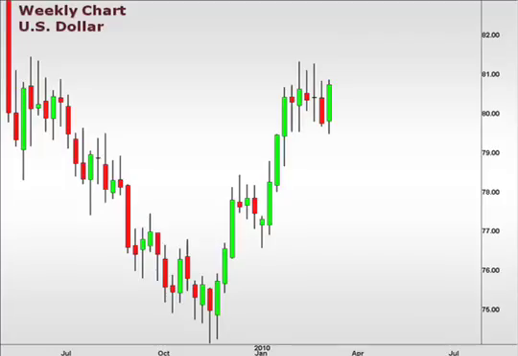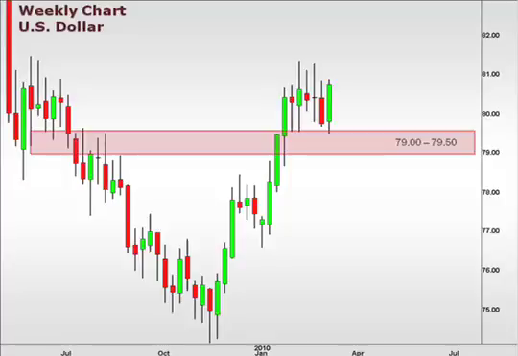Let's take a look at a weekly chart of the US dollar index. This is a great way to gain perspective as to how the US dollar has been trading against a basket of currencies. Well, the dollar index slid lower over the last couple of weeks with a test of the upper range of our 79.5 focal zone.